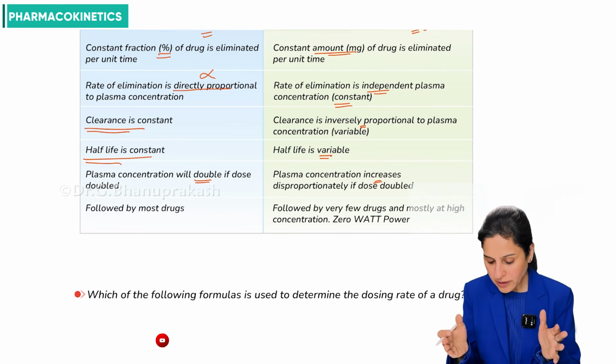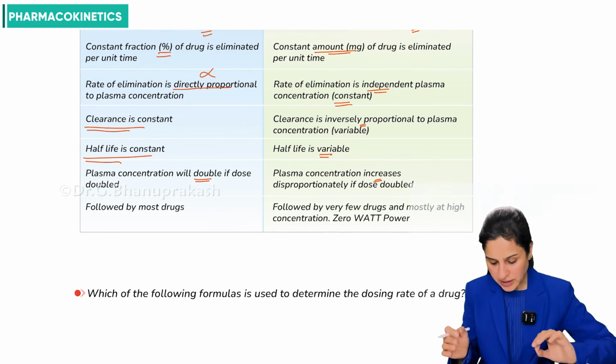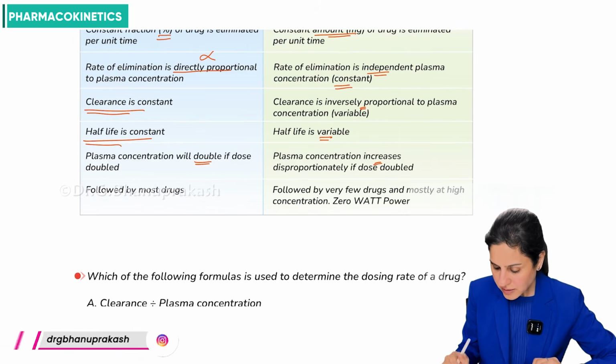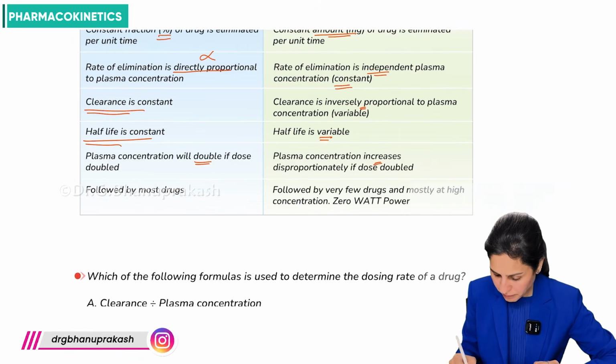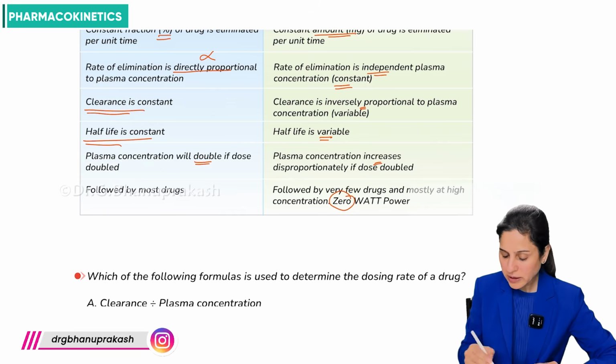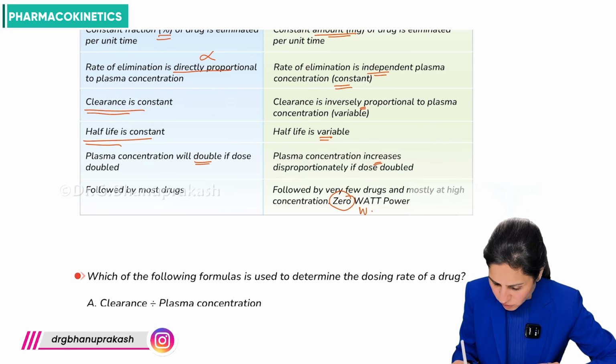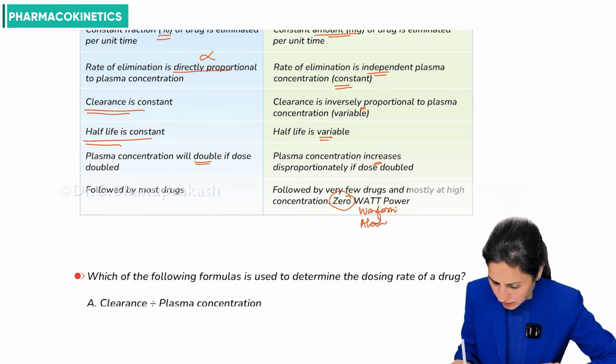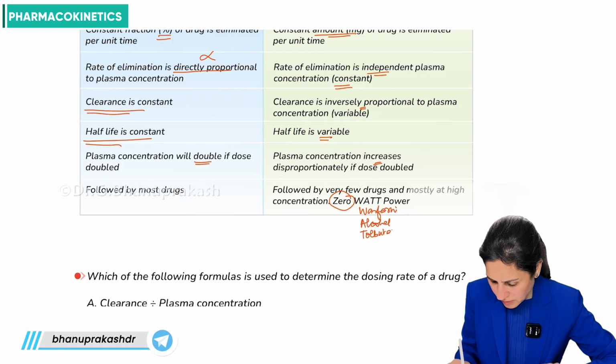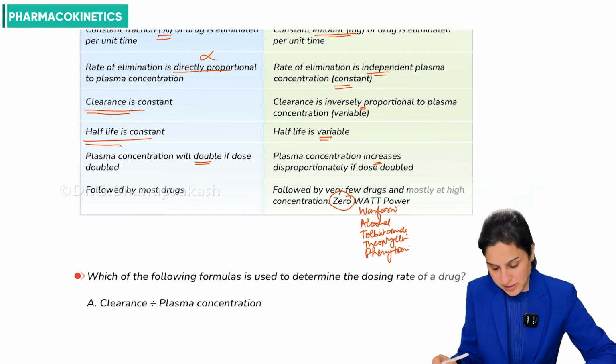So zero order kinetics is followed by very few drugs. Zero order kinetics is followed by drugs like, you can remember, 'zero watt power'. So 0 means zero order kinetics. W stands for warfarin. A stands for alcohol, right? T stands for tolbutamide and theophylline. P stands for phenytoin. So these are the drugs which follow zero order kinetics.